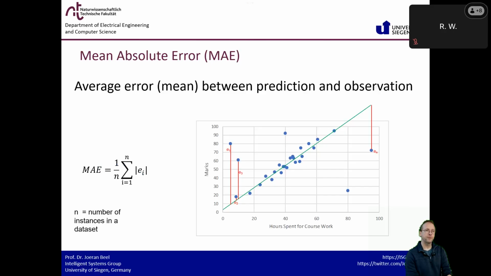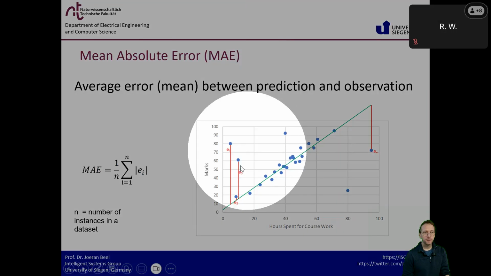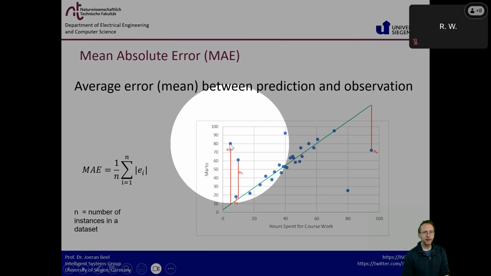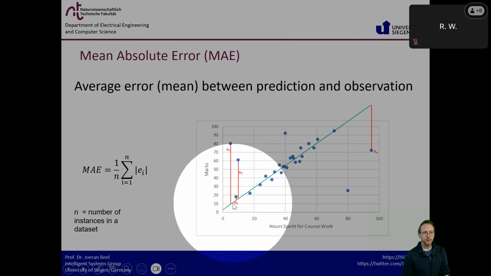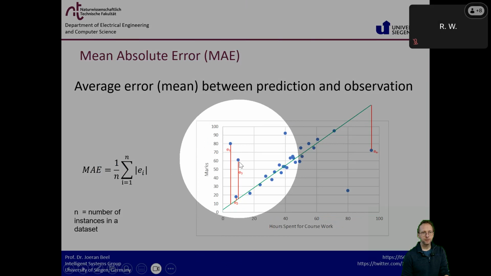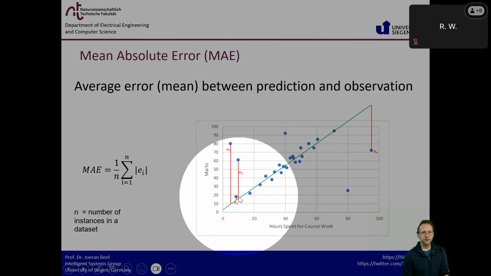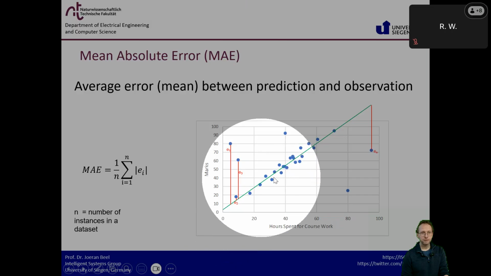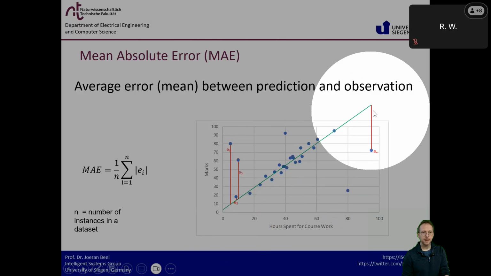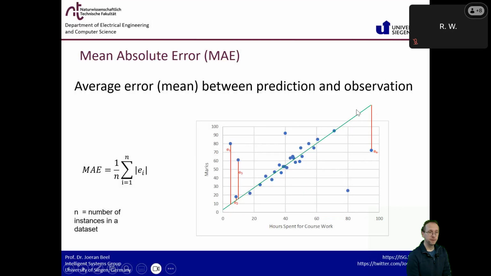Let's talk about regression metrics. That's the one we have used already, mean absolute error. It's just the sum of the absolute differences between predicted and actual prediction. This would be the actual value, that's the predicted value. This would be another actual value. This would be the predicted value. This is all the predicted values on the green line. And then you sum up the differences.